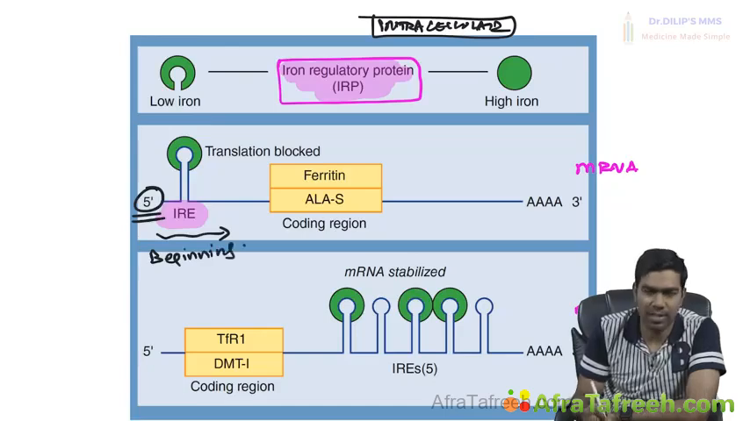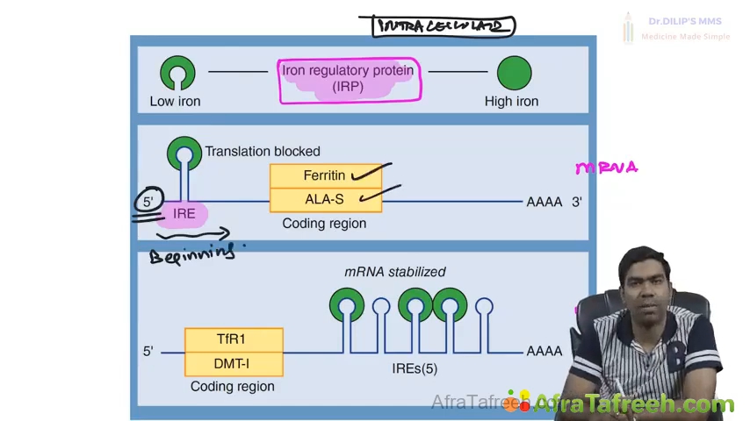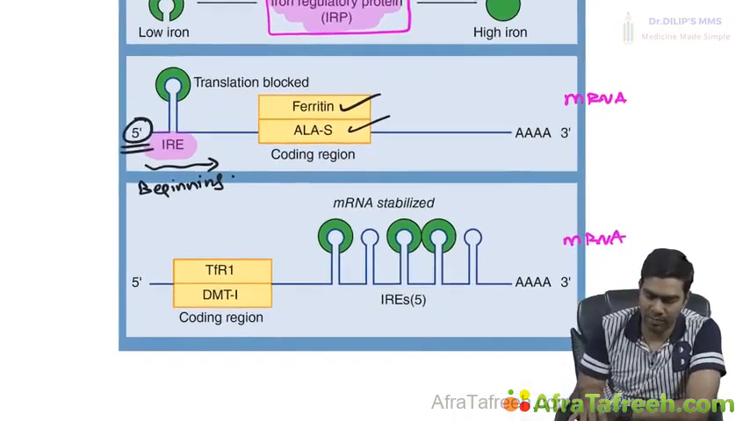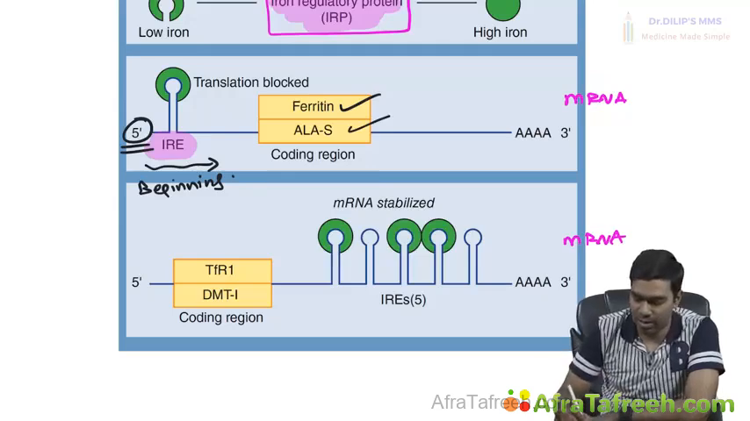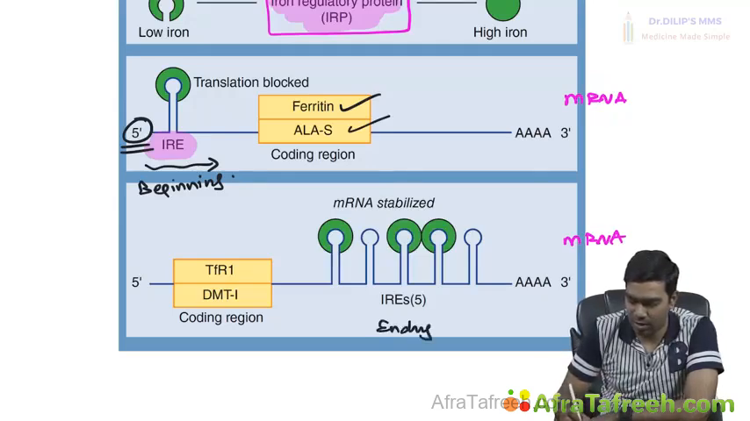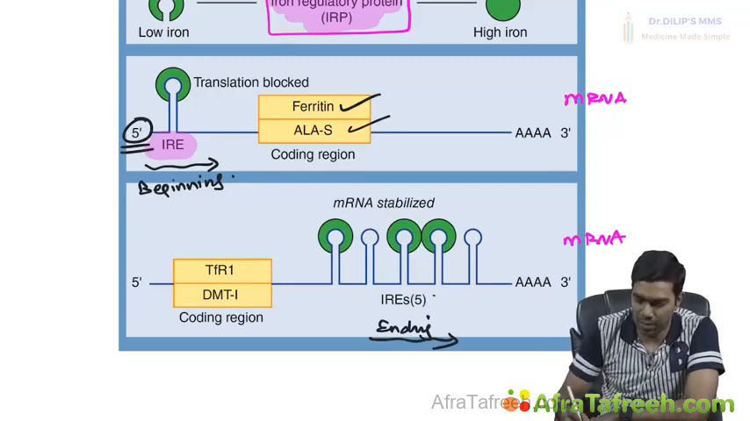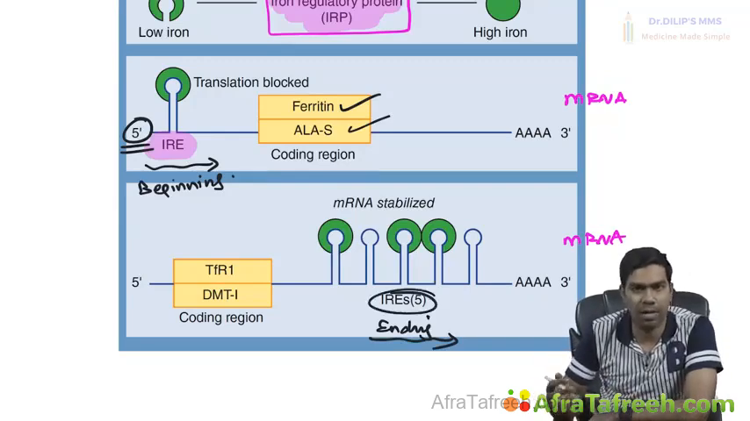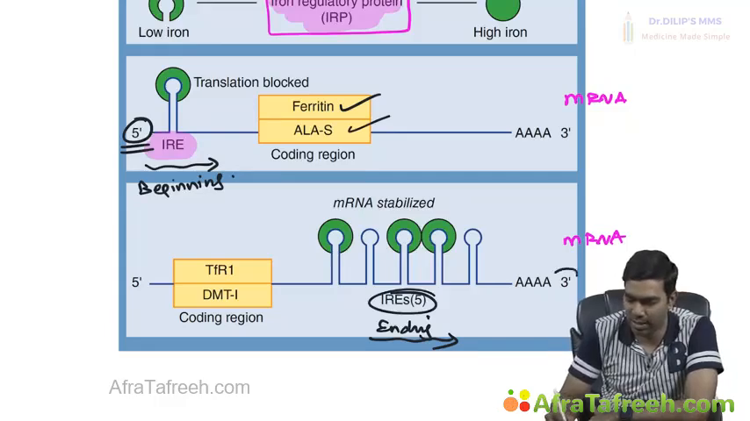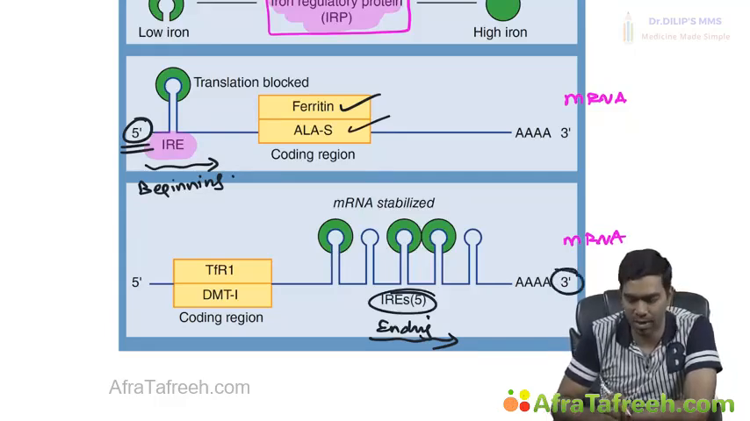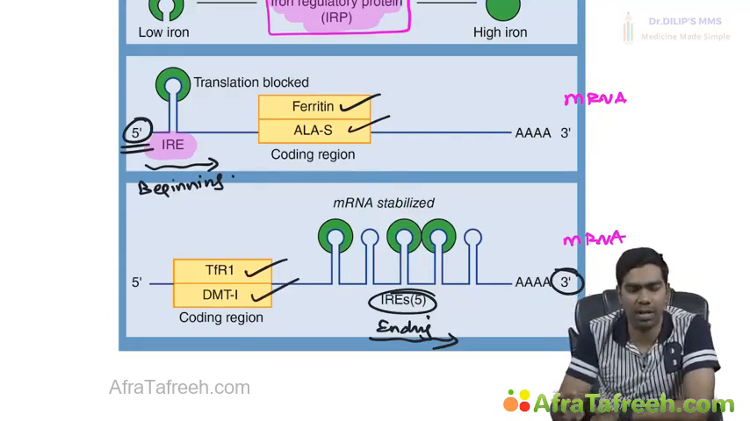Such mRNAs are ferritin and ALA synthase mRNAs, where the iron response elements are placed at the beginning of the mRNA, in the 5' region. In other mRNAs, the iron response elements are placed near the 3' region. Such mRNAs are transferrin receptor 1 and DMT1 related mRNAs.